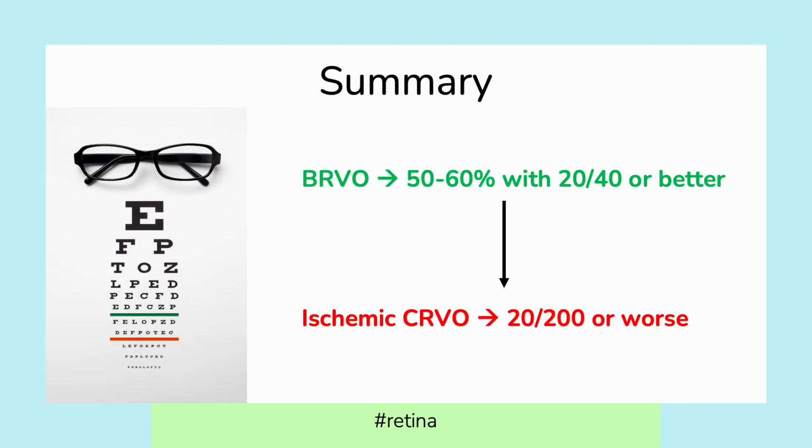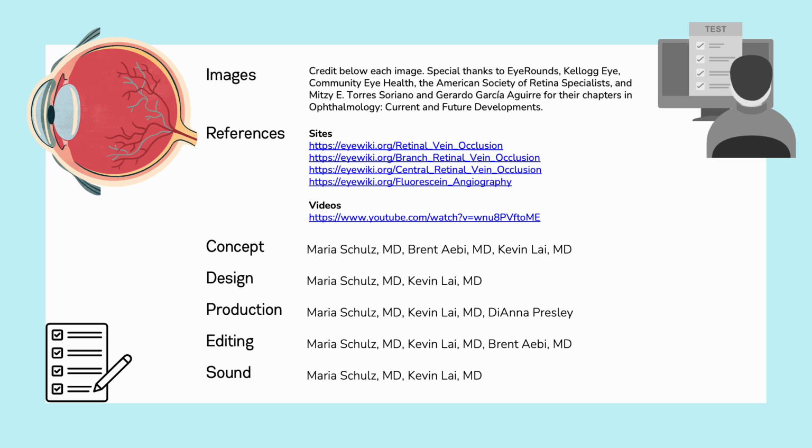Prognosis varies from 20/40 or better in roughly half of patients with BRVO to extremely poor prognosis, 20/200 or worse, with ischemic CRVO. Thanks for watching.